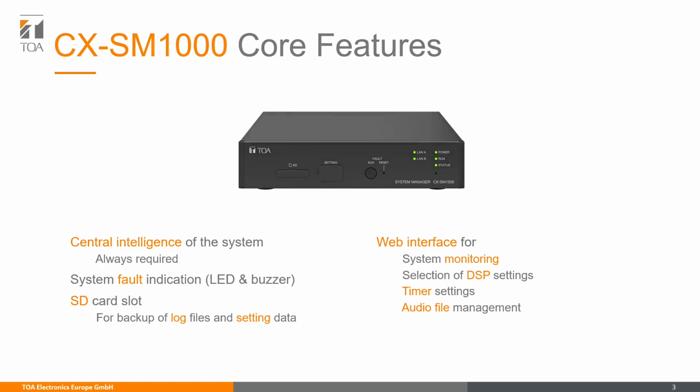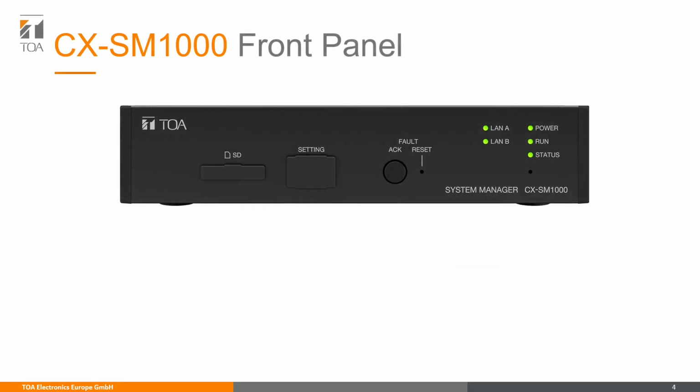Let's have a closer look at the front panel of the device. On the left, we have the mentioned SD card slot, which is protected by a rubber plug. Then, also protected by a rubber plug, we have some dip switches. Those are used for saving or uploading the configuration file and turning the buzzer permanently off. In case the manager detects a fault, there is a fault acknowledge key to make the buzzer stop, and also the status LED will stop flashing.